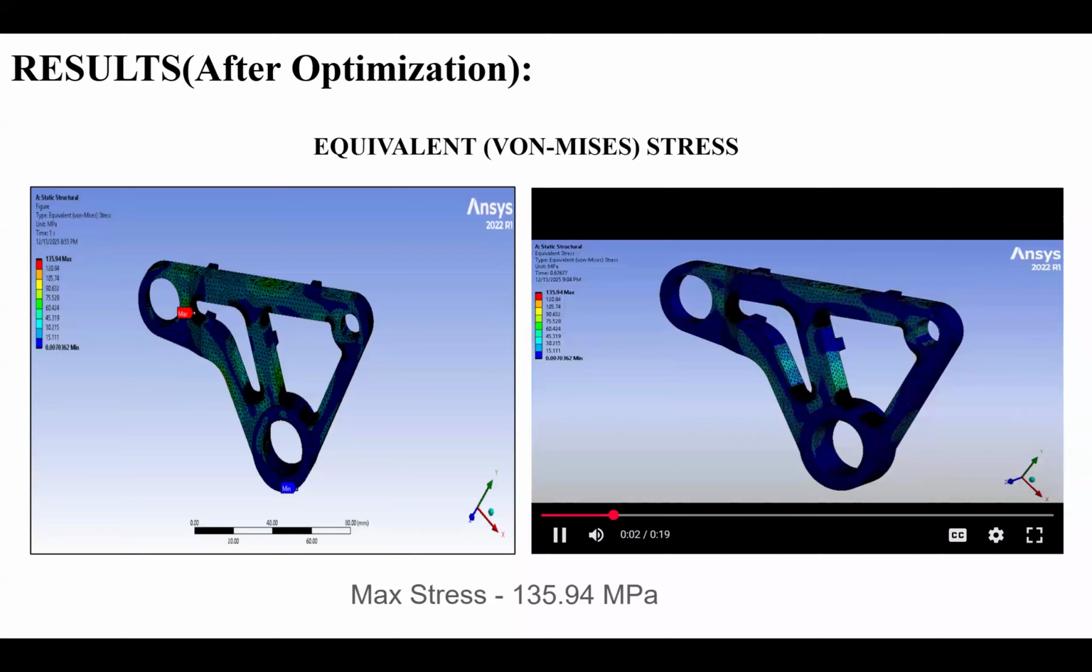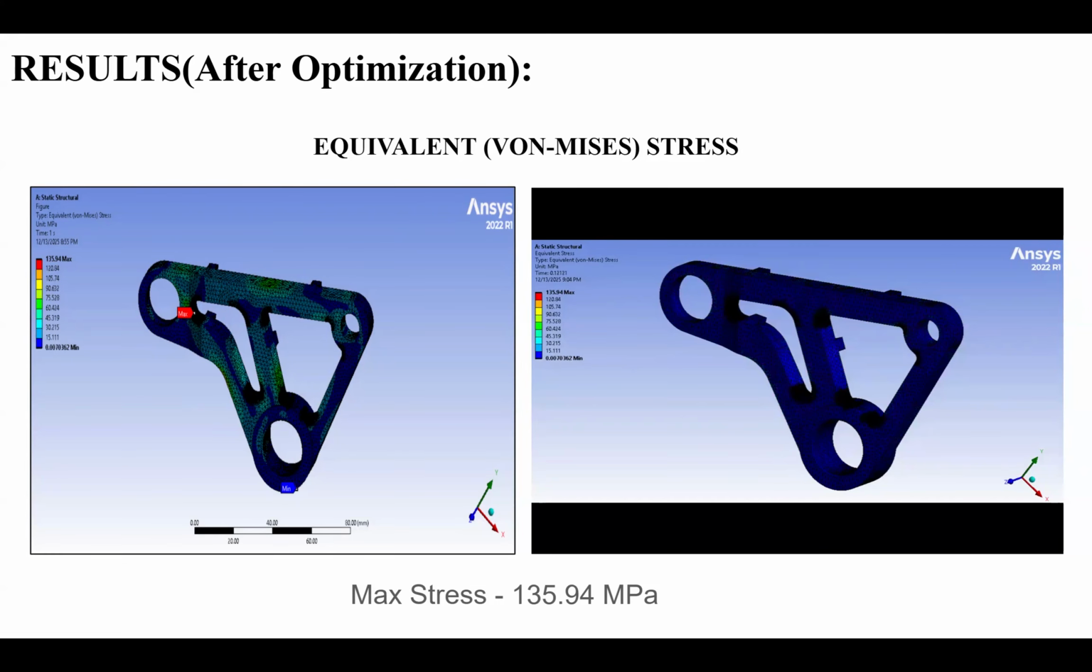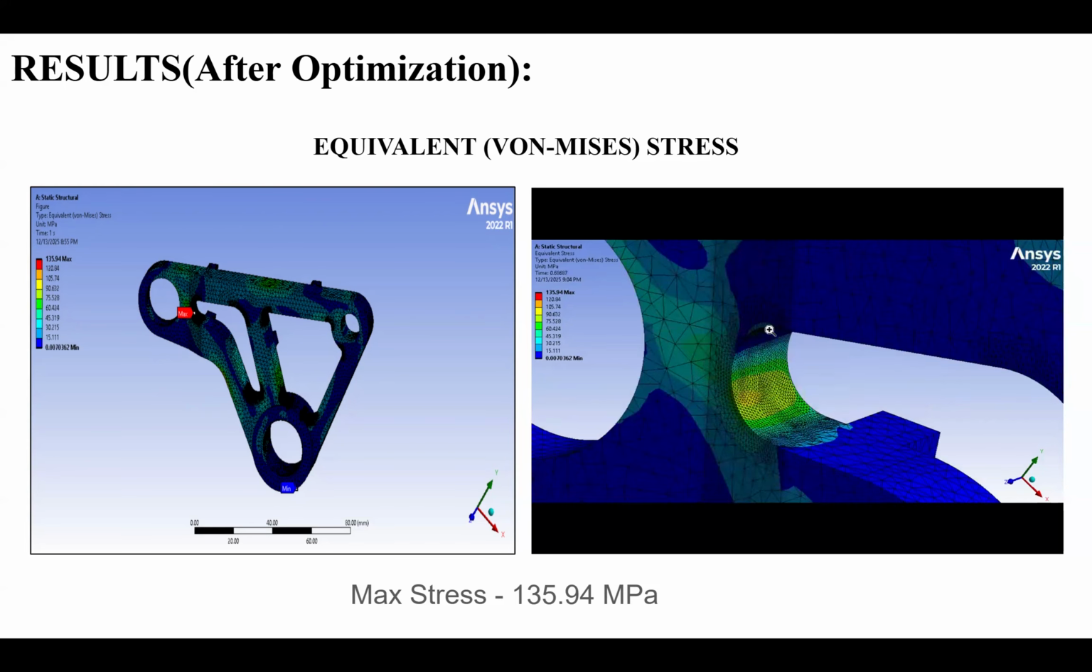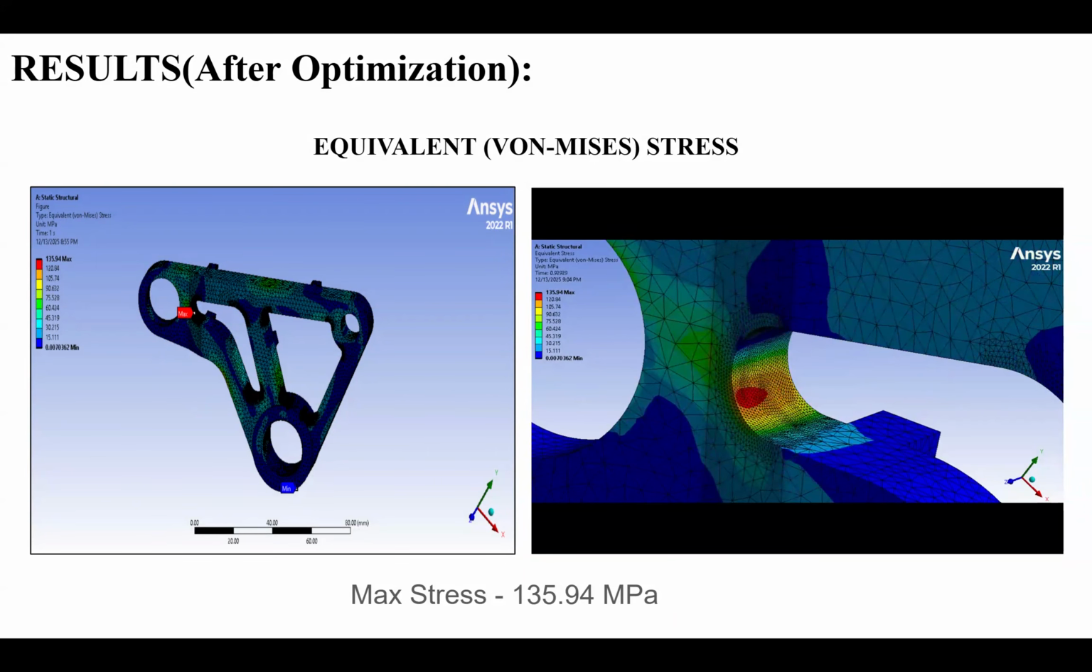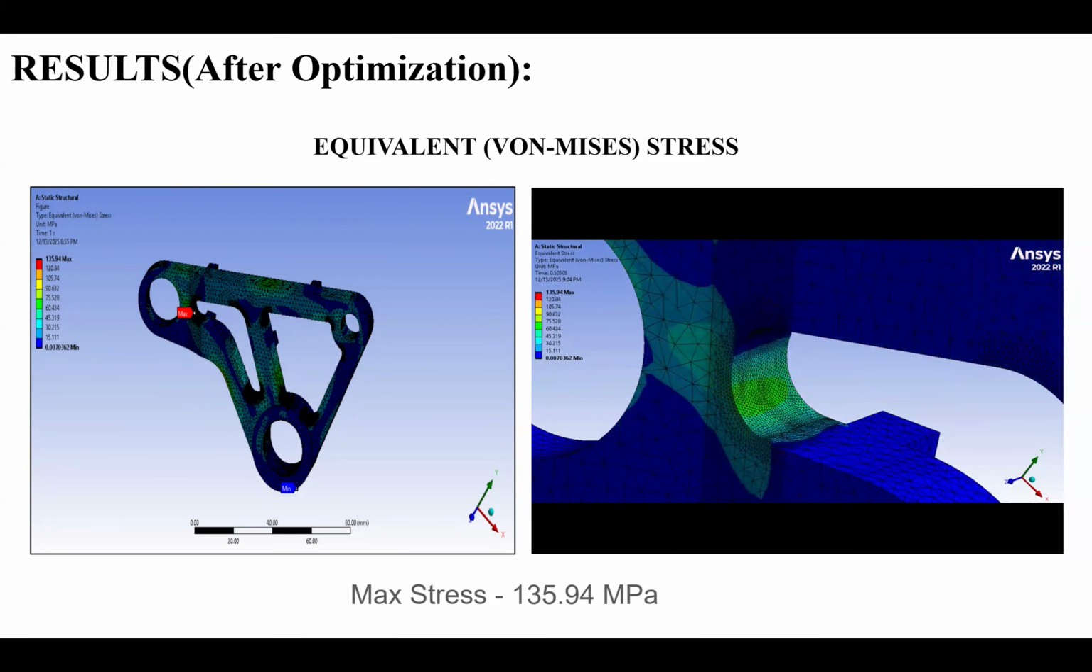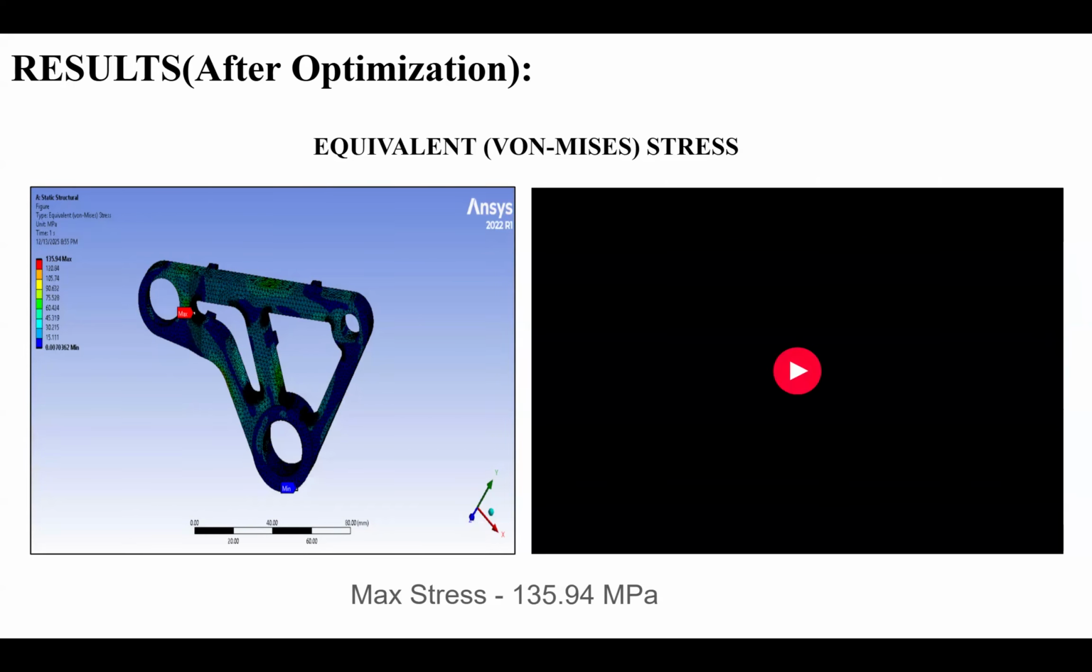So these are the optimized von Mises stress results, where the maximum stress was 201.91 megapascal, and after optimization, the maximum stress reduced to 135.94 megapascal, well below the allowable limit of 150 megapascal. This gives us a strong factor of safety while maintaining the mass and manufacturability requirements.